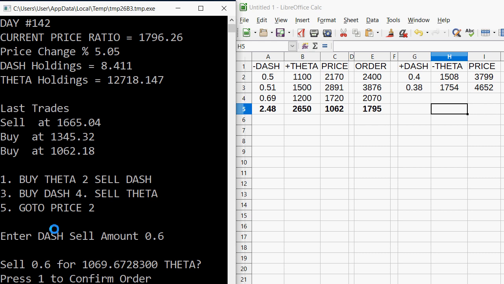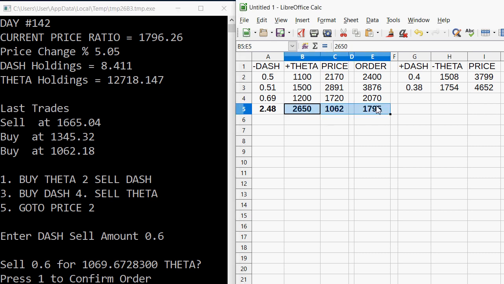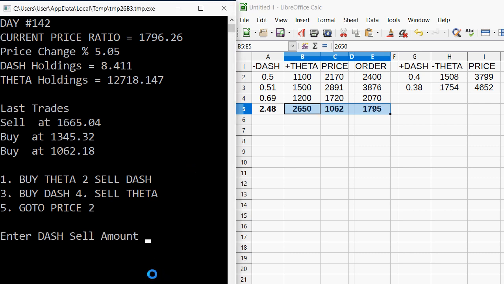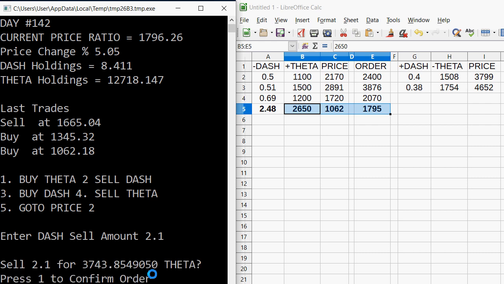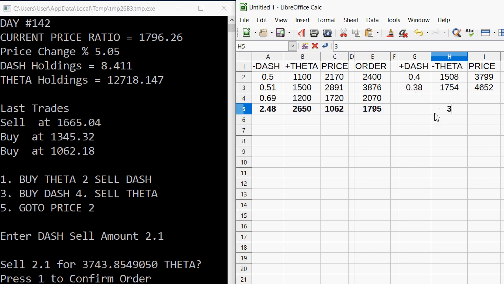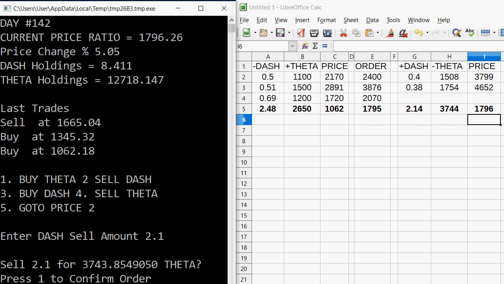Well, if we go 0.6, I would get 1069 theta. And I gained 1200 last time. No, wait a second. It's this. I was looking at here. So it was 2.4 dash, not even close. Okay, so dash. So if I sell, say, 2.1, I would get 3700 theta. That's a gain of like 1100. That's more like it. So 3744 for 2.1 at the price point of 1796. And that trade is now complete.